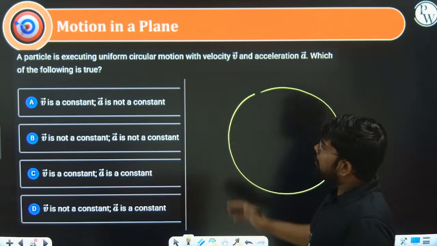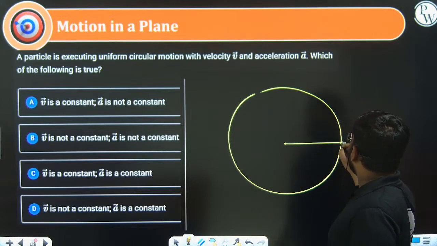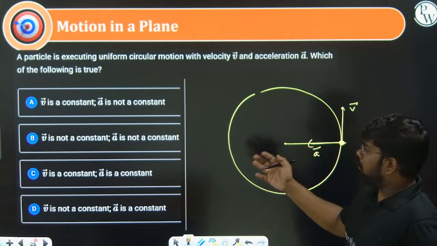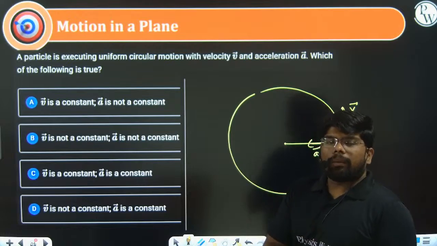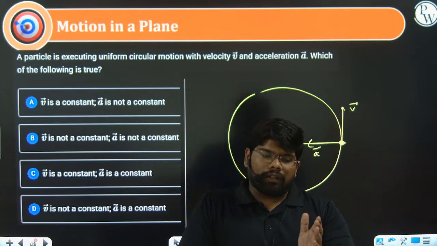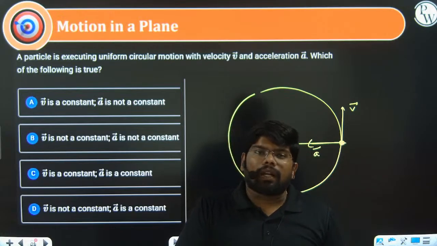Okay, uniform circular motion. Sorry, in uniform circular motion we have a particle, velocity is there, acceleration is this. That is the concept. If you want to recollect the concept, what happens in uniform circular motion is speed is constant, but since direction is changing, the particle experiences centripetal acceleration.